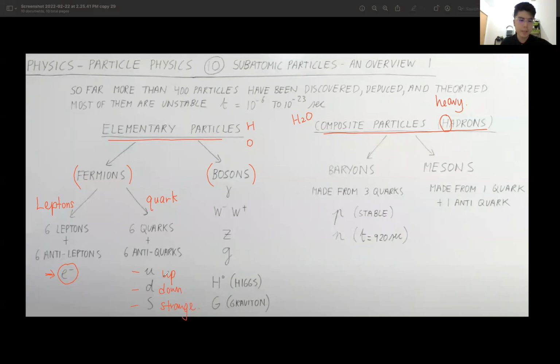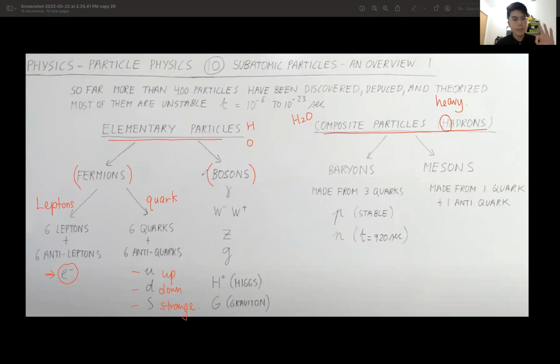Each of them has a counterpart. You have the up quark and the anti-up quark, and then you have the down quark and the anti-down quark. All of these have their twin. So that is the fermions.